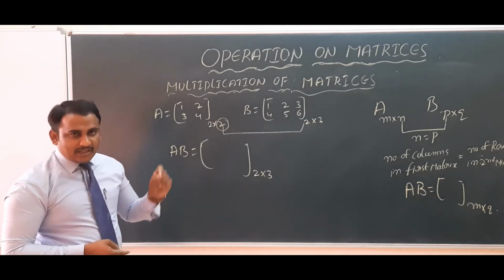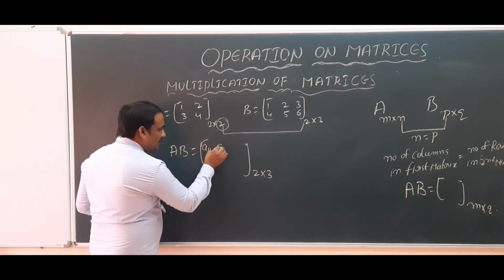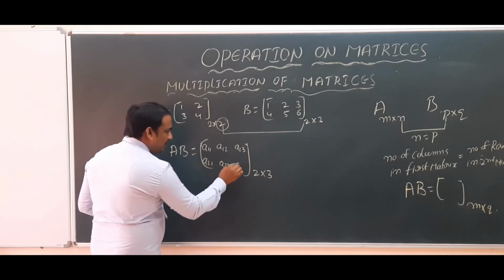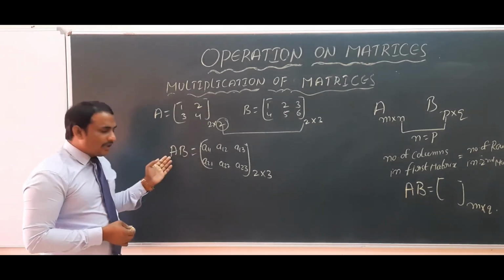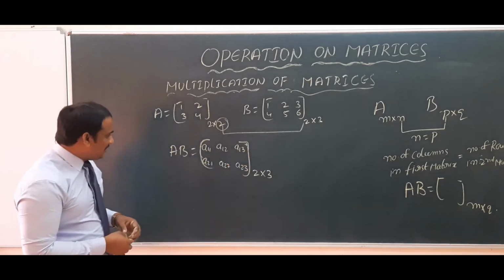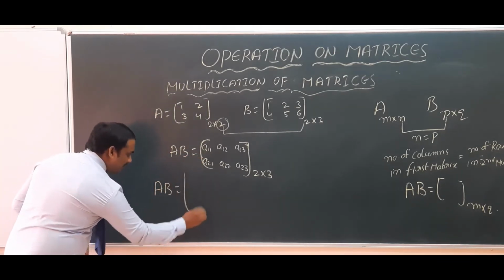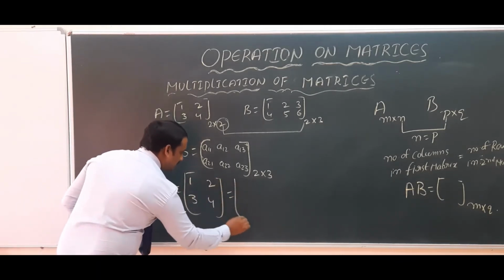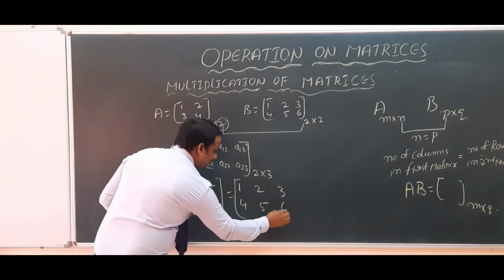How many elements are there? Totally 6 elements, that is 2 rows and 3 columns. What are the 2 rows? a11, a12, a13, and a21, a22, a23. In this order we will get the matrix, the resultant of the product of two matrices. Now this is the guideline for our multiplication. Here A matrix 1, 2, 3, 4 times B matrix 1, 2, 3, 4, 5, 6.